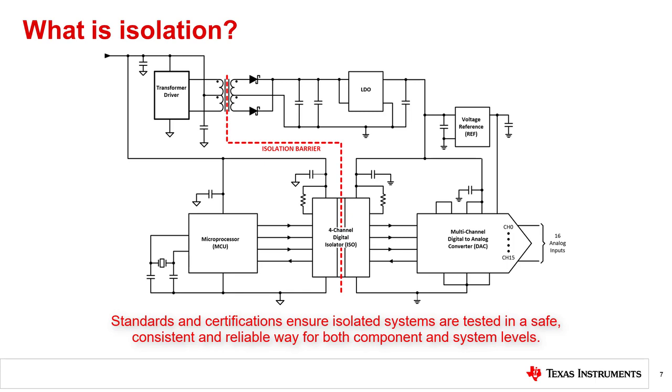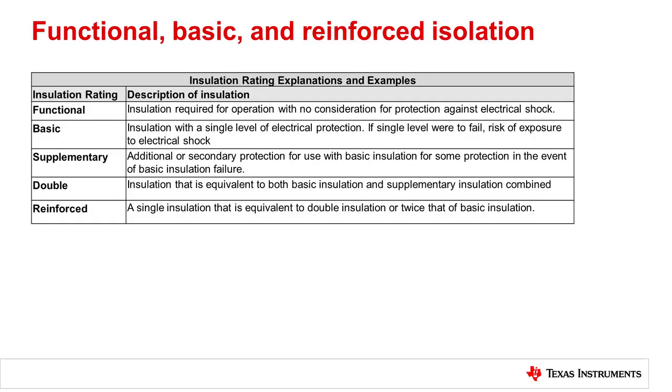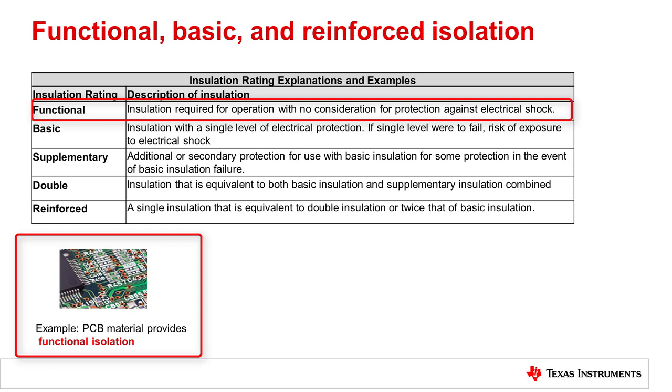components and isolated systems. What are functional, basic, and reinforced isolation ratings? When an isolator is used to enable a system to function properly, but not necessarily to serve as a barrier against electrical shock, it is called functional isolation. An example of this may be PCB material between traces on a board.